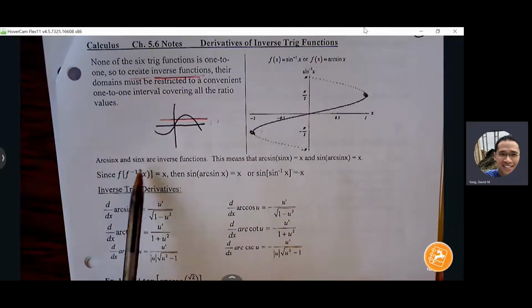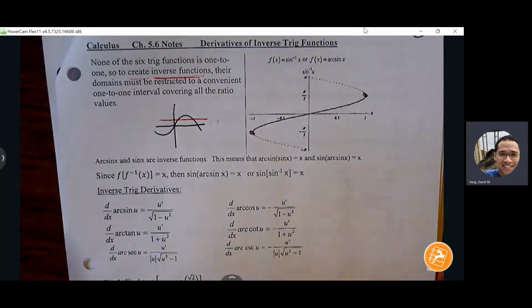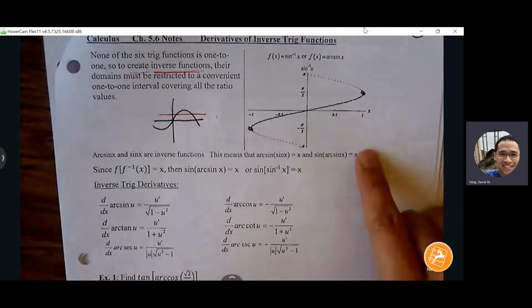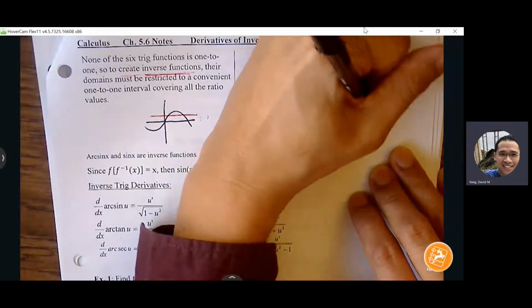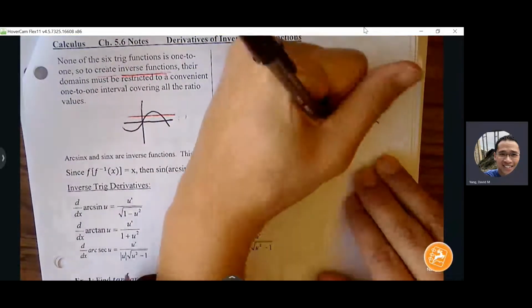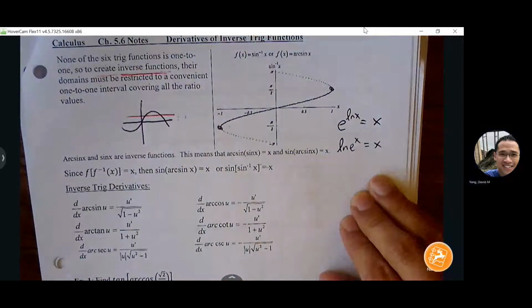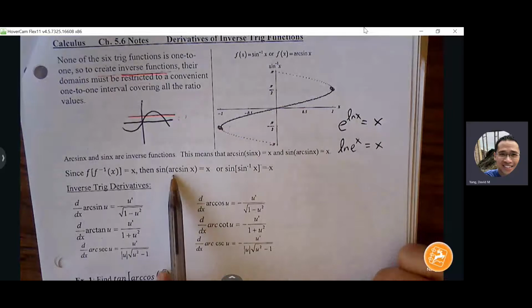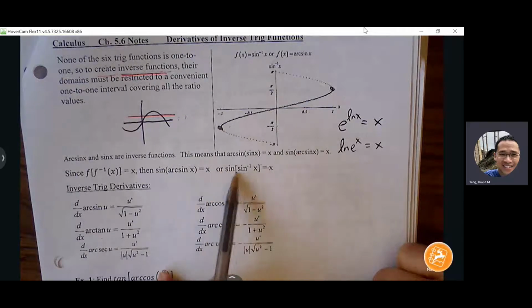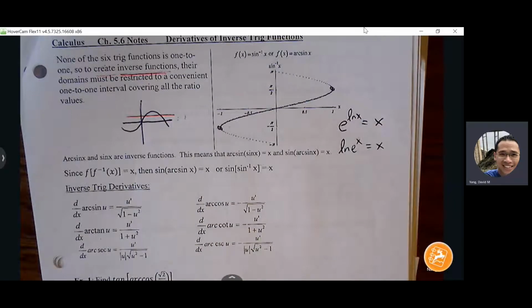Okay, so arc sine and sine of x are inverse functions. This means that arc sine of sine of x equals x, and sine of arc sine of x is equal to x. If you think about the previous inverse functions that we talked about, e to the x and natural log of x are inverse functions. If I put an inverse into the function, or vice versa, I'm able to just get x to appear. Same thing if I do sine of arc sine of x. If I put the inverse into the function, or the function into its inverse, they're always going to cancel each other out.